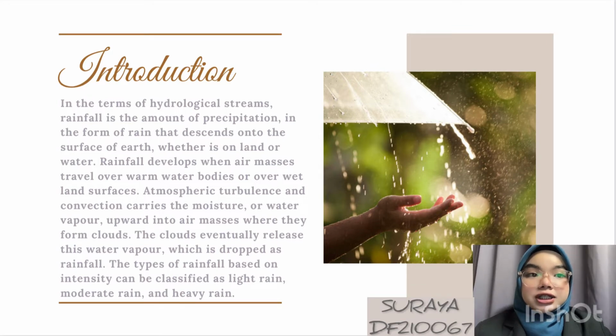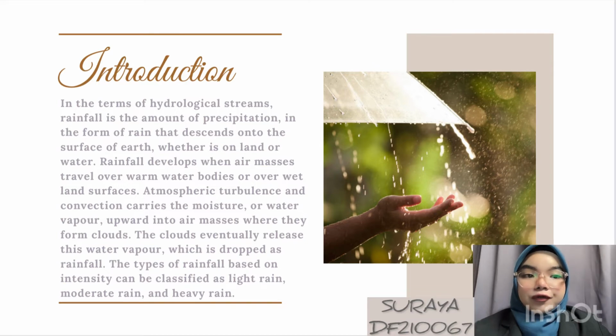In terms of hydrological streams, rainfall is the amount of precipitation in the form of rain, which is water from clouds that descends onto the surface of Earth, whether it's on land or water. Rainfall develops when air masses travel over warm water bodies or over wetland surfaces. Atmospheric turbulence and convection carry the moisture or water vapor upward into air masses where they form clouds. The clouds eventually release this water vapor, which is dropped as rainfall.